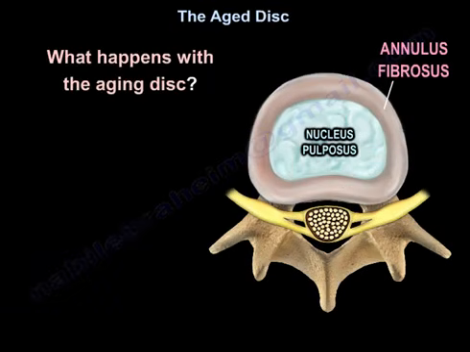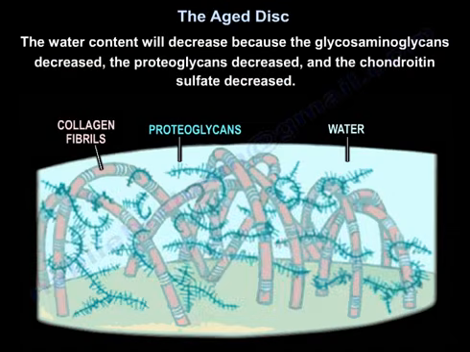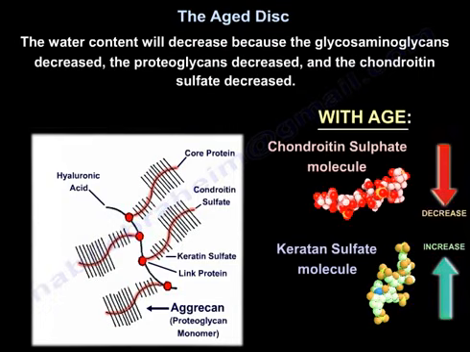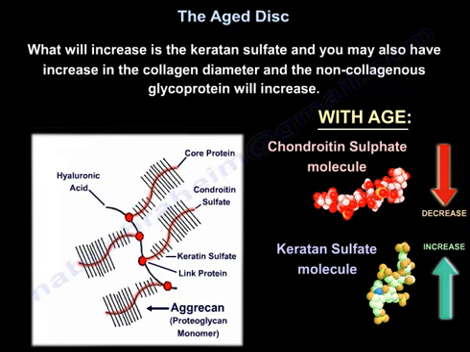So what happened with the aging disc? The water content will decrease because the glycosaminoglycan decreases. The proteoglycan decreases, the chondroitin sulfate decreases. What will increase is the keratan sulfate, and you may also have collagen diameter increase and non-collagen glycoprotein increase.